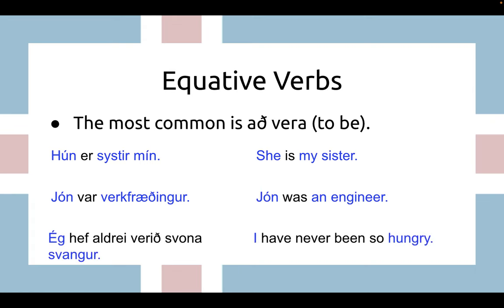Here's one with an adjective. Ég hef aldrei verið svona svangur. I have never been so hungry. So ég is nominative, and so is svangur, which is on the other side of að vera.